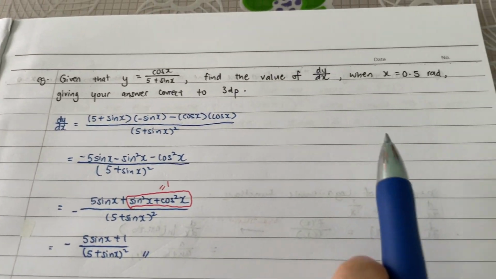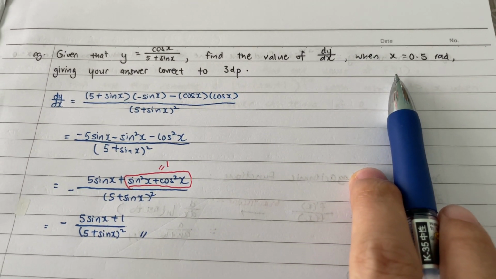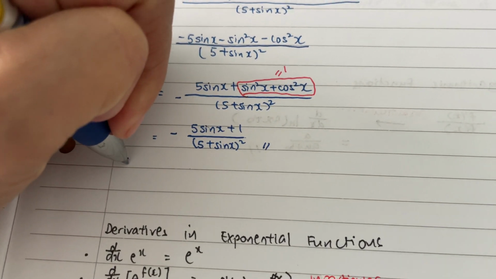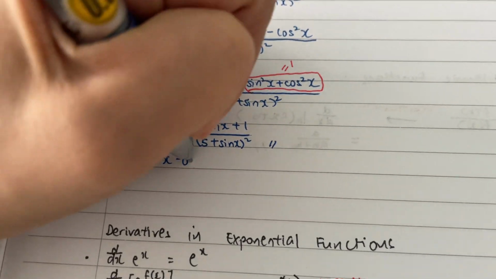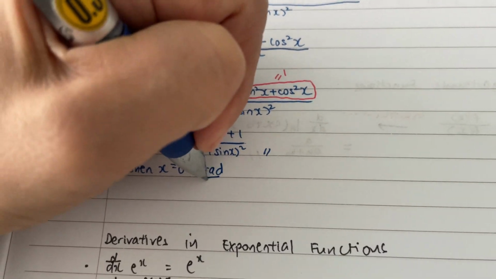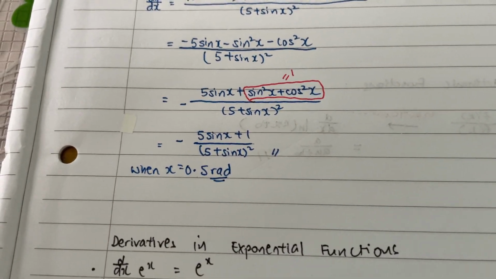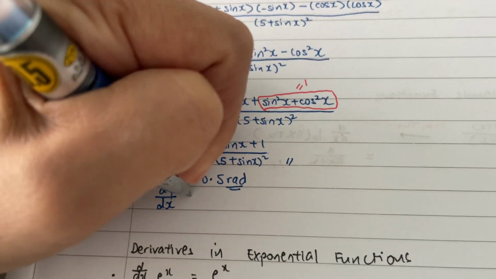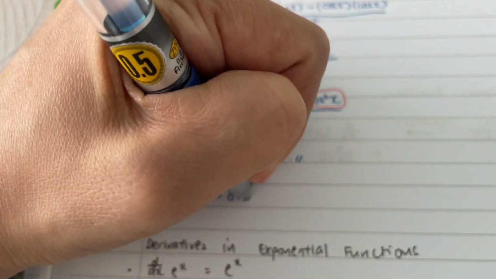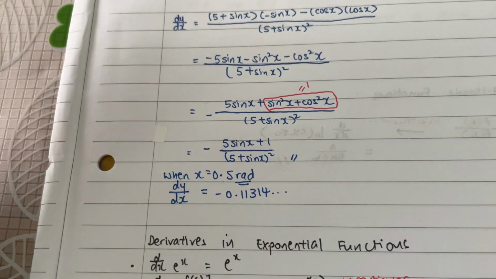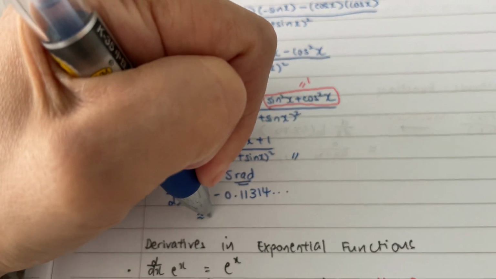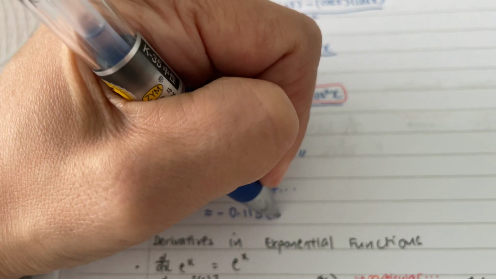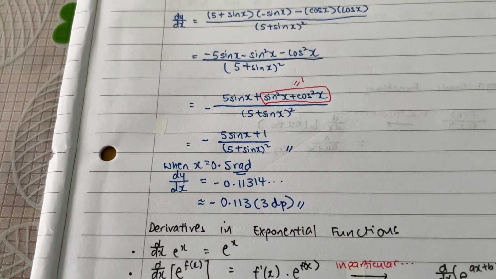And now we can bring in the value of dy dx when x is 0.5 radian. So let's sub in when x equals to 0.5 radian. So when it's in radian, calculator mode has to be switched to radian. Okay, do the relevant inputting of the numbers, and you will end up with minus 0.11314. And this can be rounded off to 3 dp, minus 0.113. So that's the answer.